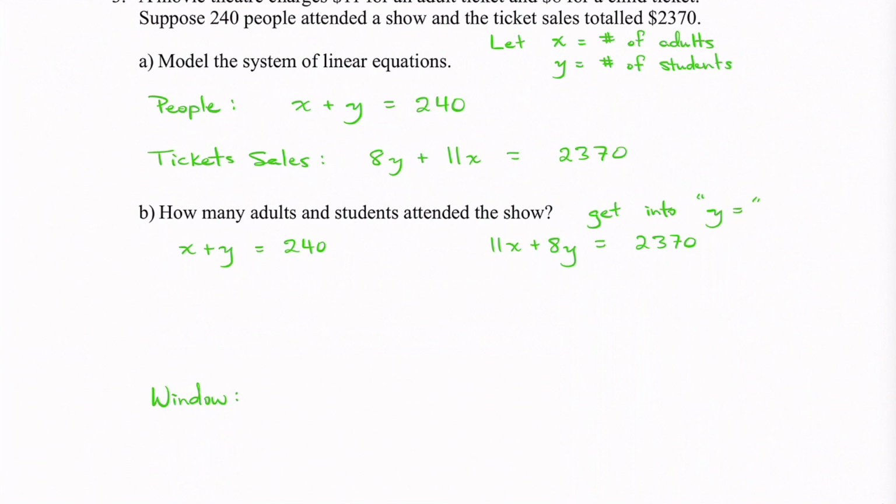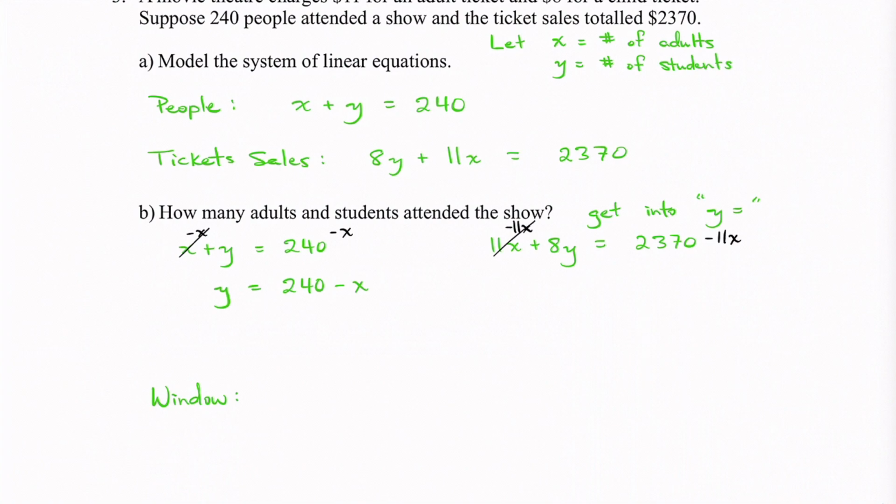Now I'm going to start on the left one. So to get the Y by itself, I just got to subtract an X, subtract an X. Those X's will cancel, and I have Y equals 240 minus X. For the one on the right here, I got to get this Y by itself, so I'm going to first get rid of this 11X. So I am going to subtract 11X, and then subtract 11X.